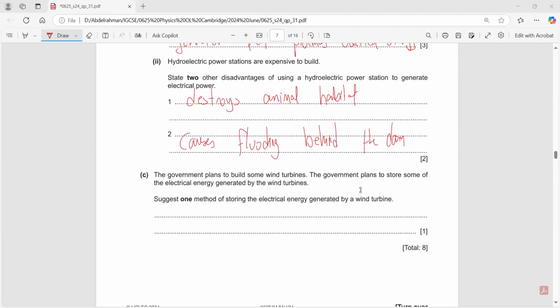The government plans to build some wind turbines. The government plans to store some of the electrical energy generated by the wind turbines. Suggest one method of storing the electrical energy generated by a wind turbine. How can we store this electrical energy? Yes, exactly. In batteries. That's it.